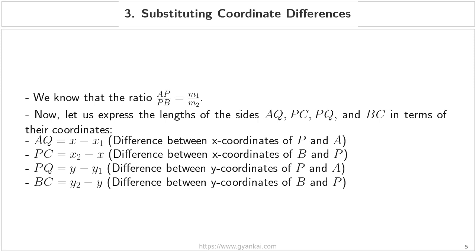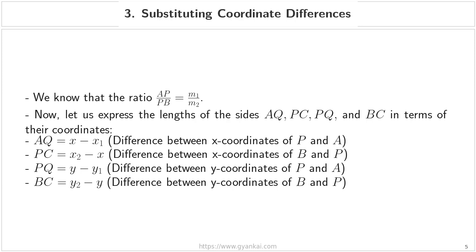First, let's look at the horizontal segments. The length of segment AQ is the difference between the x-coordinate of point P and the x-coordinate of point A, which we write as x minus x1. Similarly, the length of segment PC is the difference between the x-coordinate of point B and the x-coordinate of point P, which is x2 minus x.